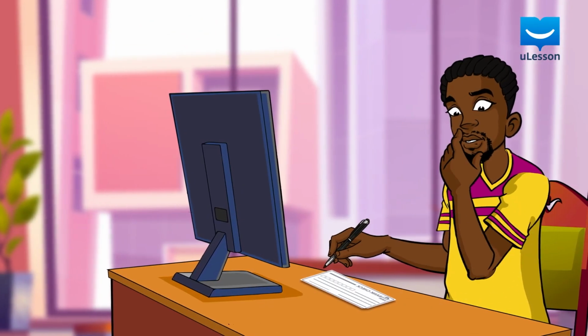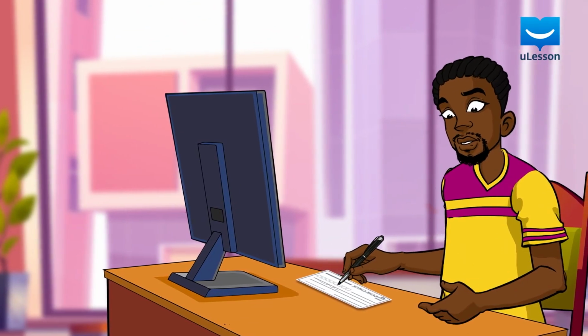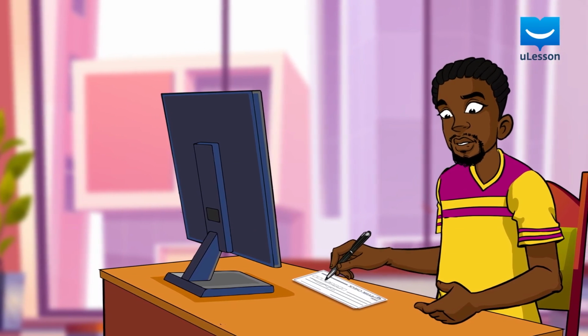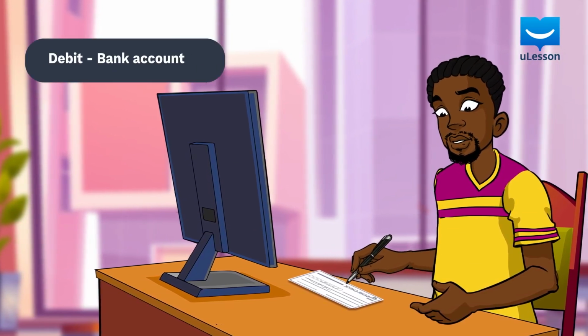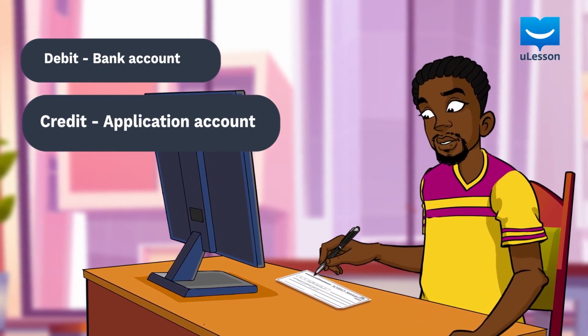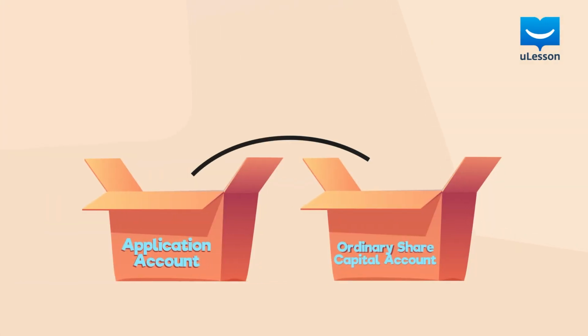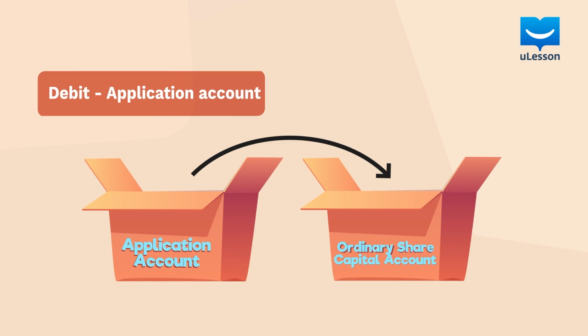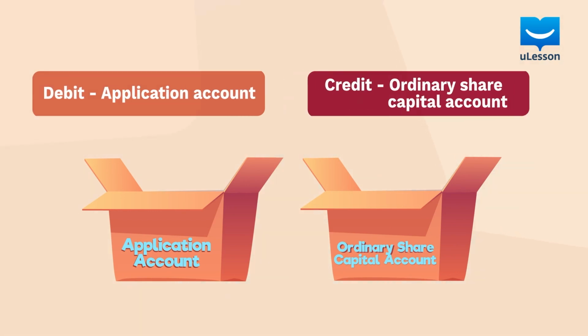On application, the sum of 20,000 naira was received for the shares. So, the bank will be debited and the application account credited. This means that the total application monies have been fully paid. Since this is a temporal account, we would transfer the value to the ordinary share capital by debiting the application account and crediting the ordinary share capital account.